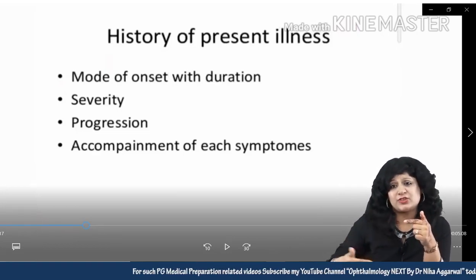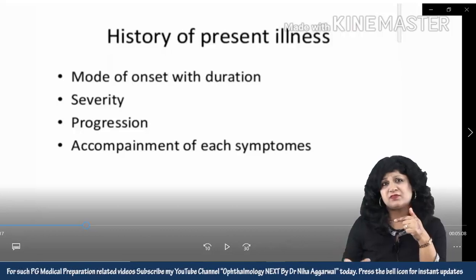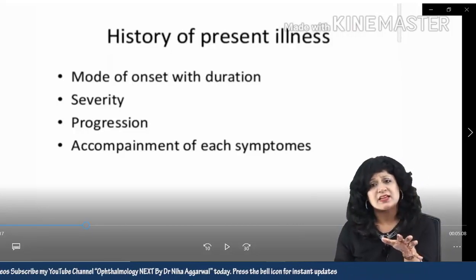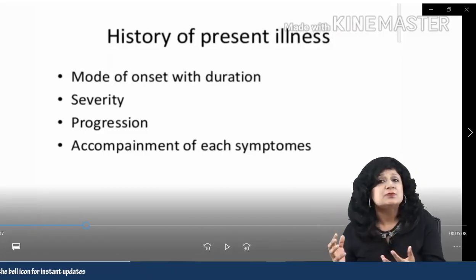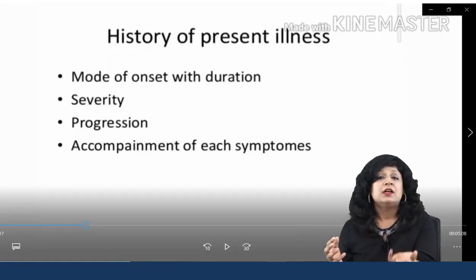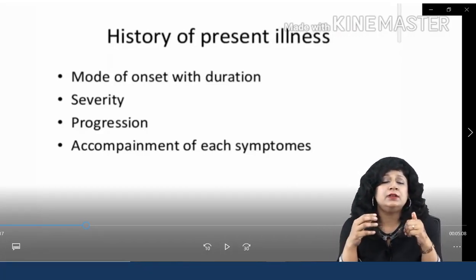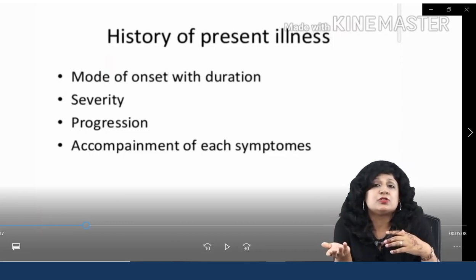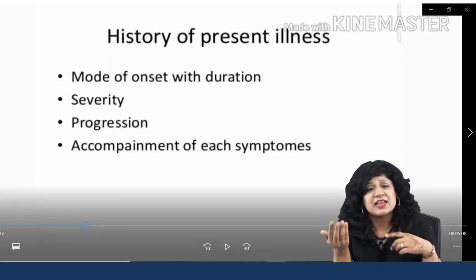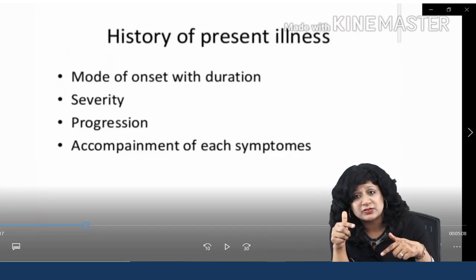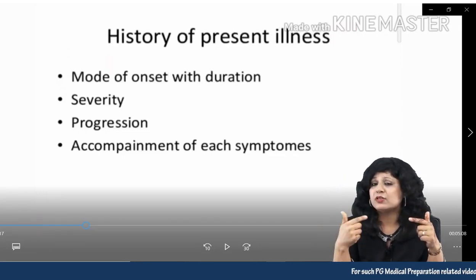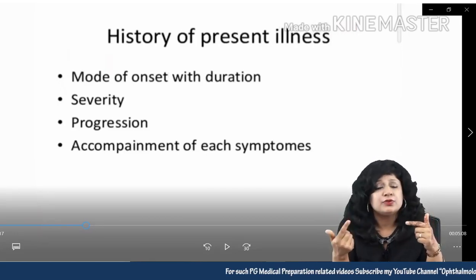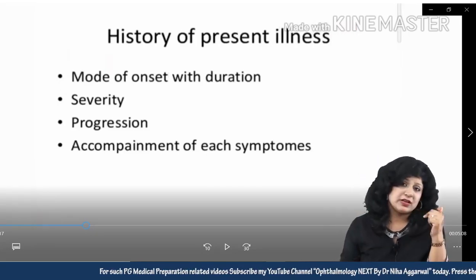Is there any idea of progression, how is it progressing, whether it seems to be stationary from that time, or you are feeling that in the last few days it has progressed much, which has brought you to the doctor. And if there is any accompaniment of these symptoms, is there anything else also that you want to mention. You have to ask the patient if anything else is bothering you, causing discomfort or irritating you. So you have to ask this also.